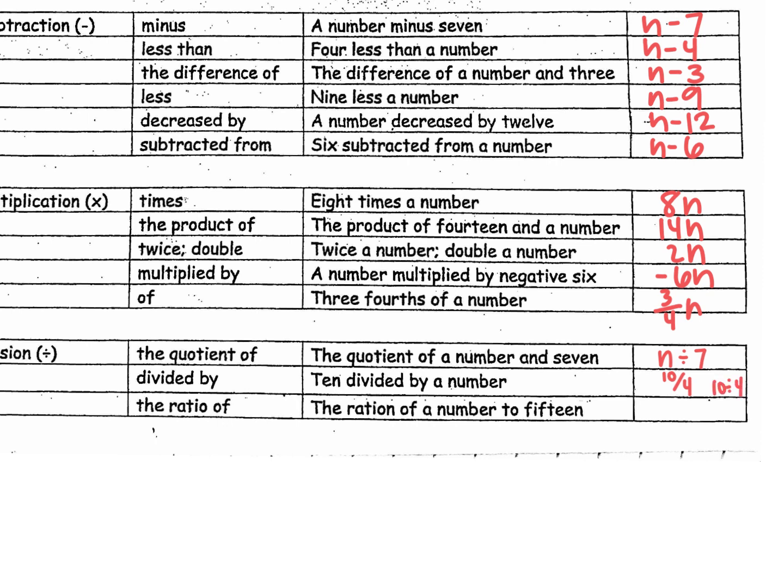And then the last one, the ratio of, because ratios are written like a fraction sometimes, and we know that fractions are division. So the ratio of a number to 15, number to 15, n divided by 15.